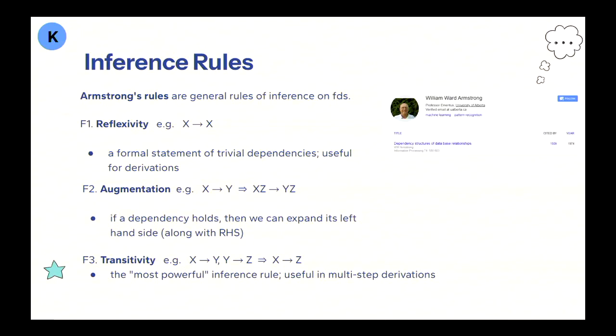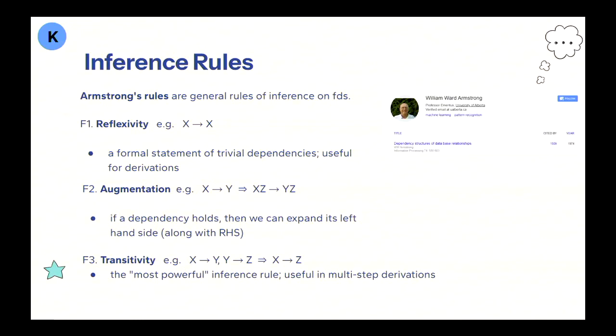So the first one is called reflexivity. Reflexive is like a mirror, right? So it means any set of attributes could determine itself. So it's very trivial, but it could be helpful for deriving some other rules. So this is very obvious, right? If we fix the value of that thing, then of course that thing is fixed. So that's very trivial here.